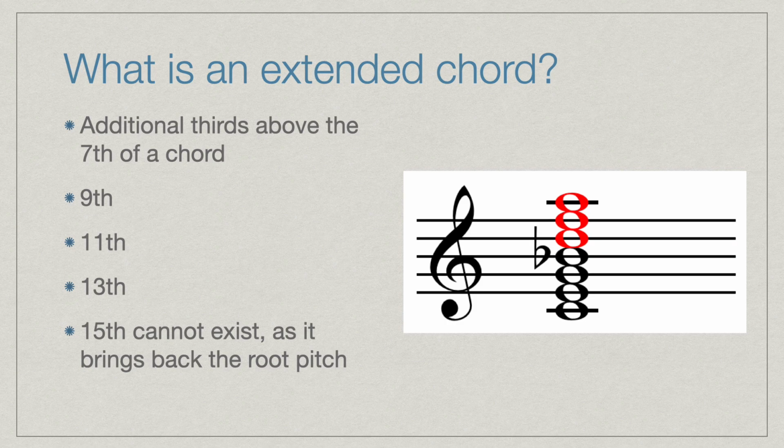What is an extended chord? Above the seventh of a chord, we can add additional thirds, resulting in a ninth, 11th, and 13th above the root of the chord. Adding this additional third on top of that would result in a 15th, which is just the root of the chord again. So 13th is as high as we go. In a 13th chord, we have all 7 diatonic pitches, every single note of the scale. That's all of them.